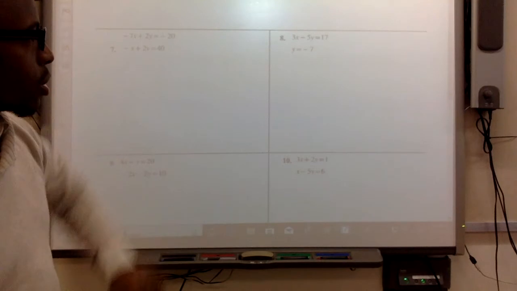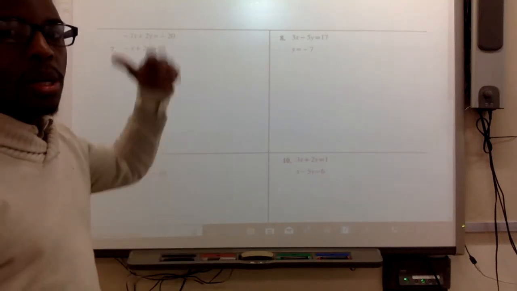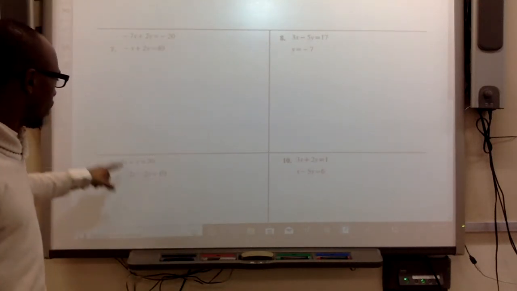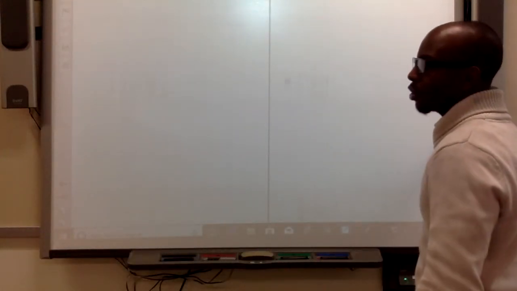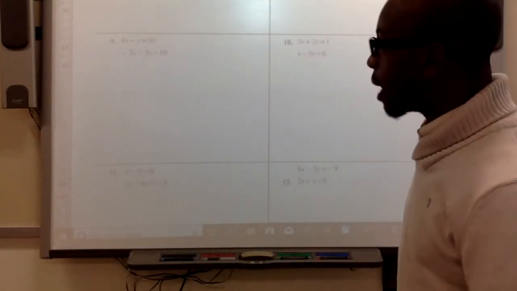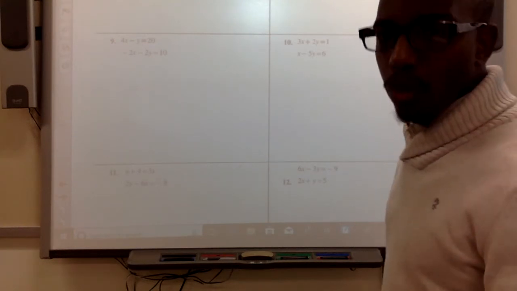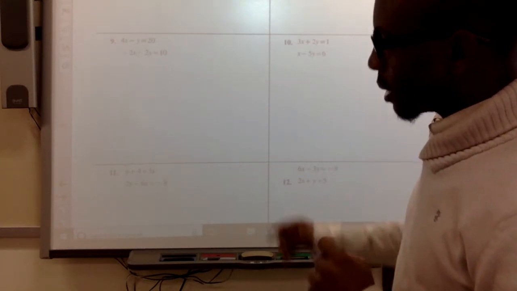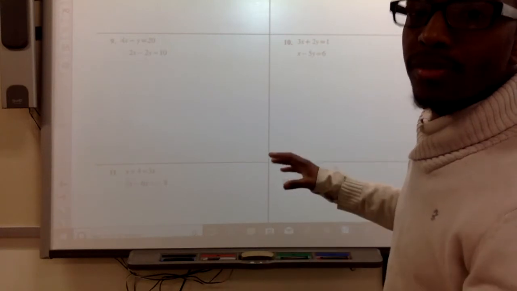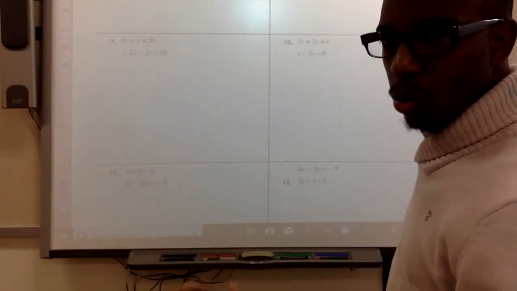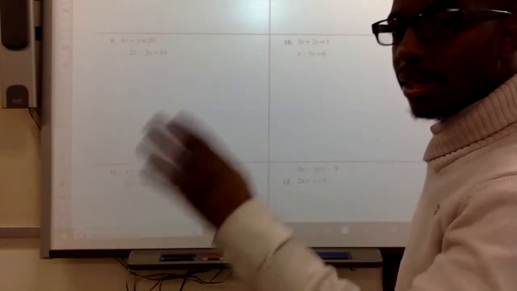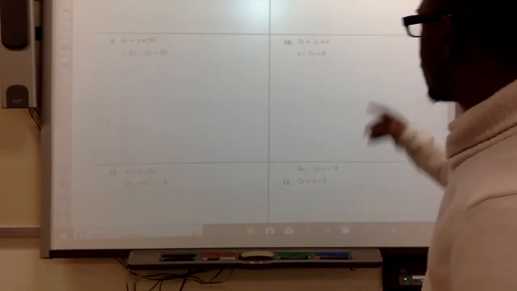Number 8, they gave you what y is equal to. Plug that in. Number 9, the very first equation says 4x minus y is equal to 20. I would solve for y there in the first equation. Once again, move that 4x over, divide by a negative 1. Remember, you don't just have negative y. That doesn't work. Solve for y or solve for x. Not negative y, not negative x.